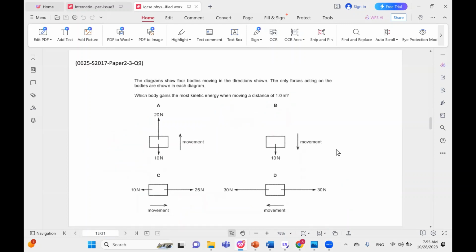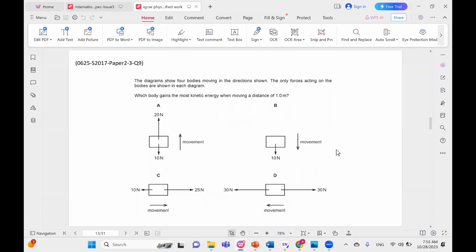The diagrams show four bodies moving in the directions shown. The only forces acting on the bodies are shown in each diagram. Which body gains the most kinetic energy when moving a distance of 1? So you need to understand that the work done translates into gained energy. So the body that gains the most energy is the body that receives the most work done, in a sense. So we're looking for the greatest work done.